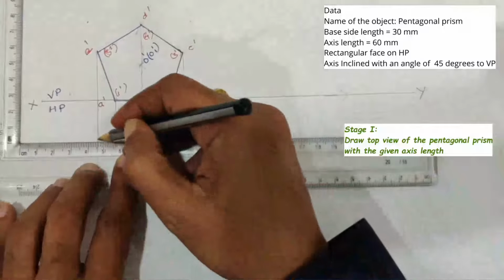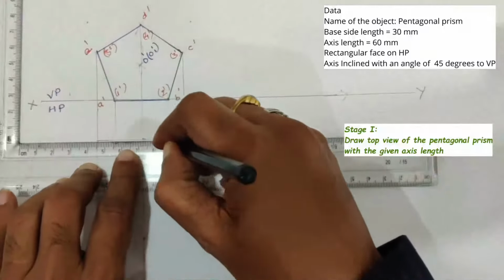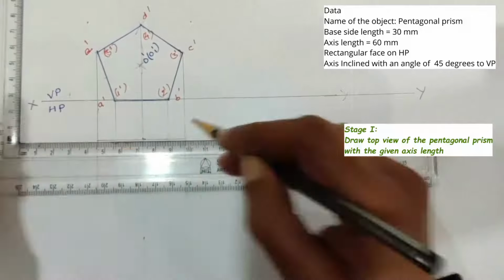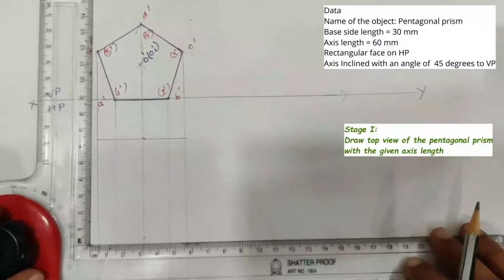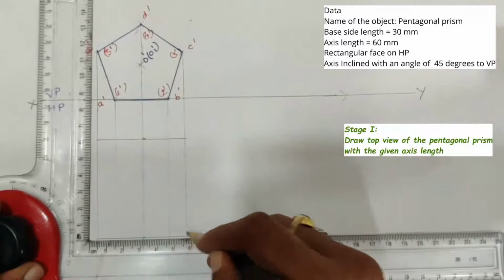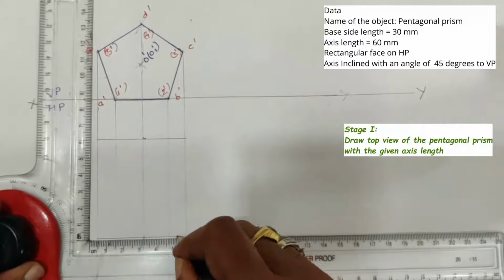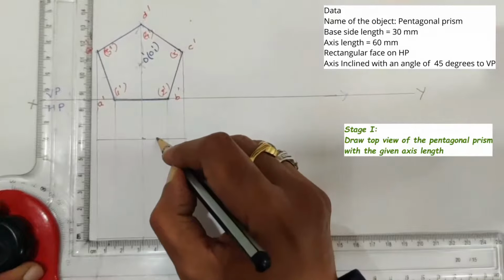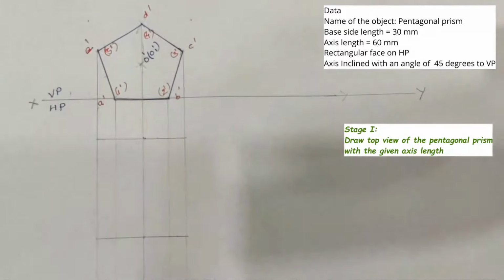Then draw the image of the base of the pentagonal prism in top view. This is the image of the front base and this is the image of the back base of the pentagonal prism. Locate the corner points of the pentagonal prism in top view.